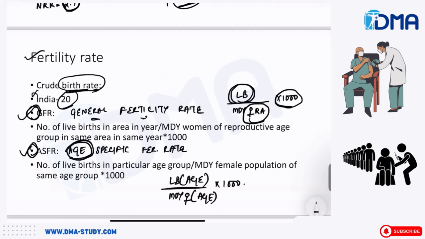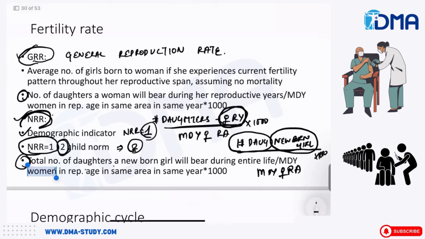When I'm talking about general fertility rate, you just have to know that it is nothing but the number of live births divided by females in the reproductive age group. When I talk about age-specific, it is specific for a certain age group: the number of live births in a particular age group divided by the female population of the same age. In case of general reproduction rate, GRR, it is the number of daughters born to women in reproductive years divided by women in reproductive age group into 1,000. When I talk about NRR, the net reproduction rate, which is the most important demographic indicator, it is nothing but the number of daughters born to a newborn girl divided by women in the reproductive age group into 1,000.